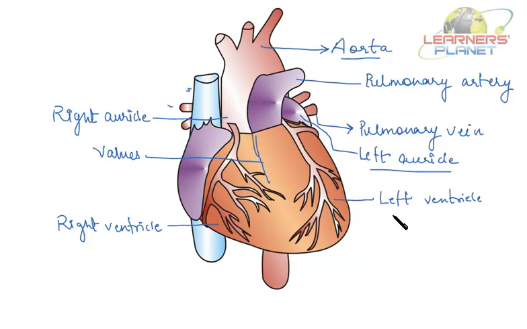Then comes the left auricle, which has thinner walls, and it pumps blood into the left ventricle. So from here, it will pump the blood to this left ventricle. Afterwards comes the left ventricle. Left ventricle has thicker walls. Remember that left auricle has thinner walls while left ventricle has thicker walls. So it pumps blood to the farthest part of the body through the aorta.